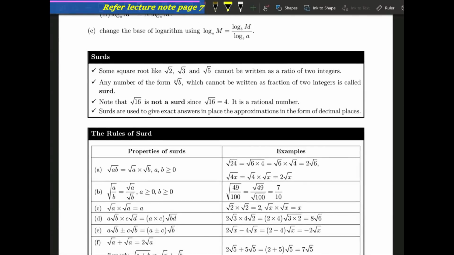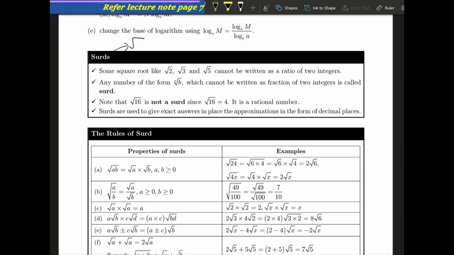For this video, we are going to learn about surds. I'm sure you're already familiar with surds, right? A surd is basically, we have this shape. This is the shape for a surd. And a surd is basically the root of a whole number that doesn't return a whole number.